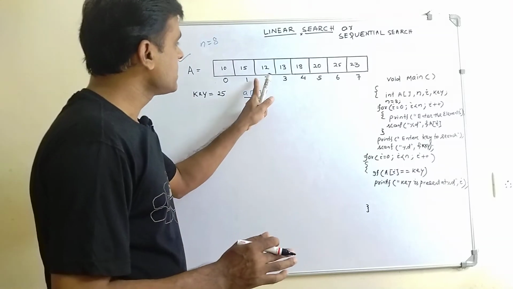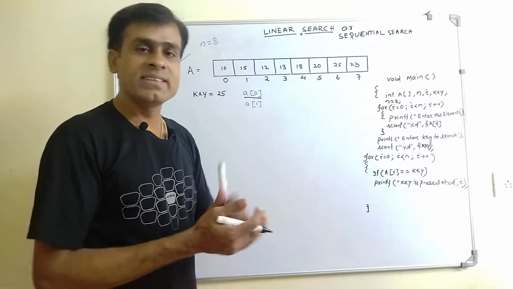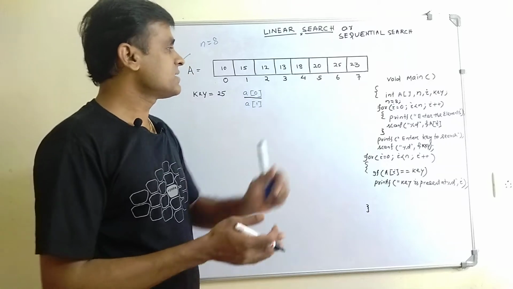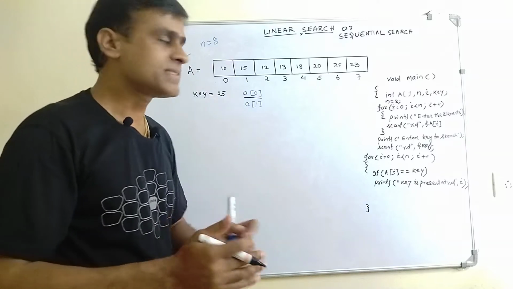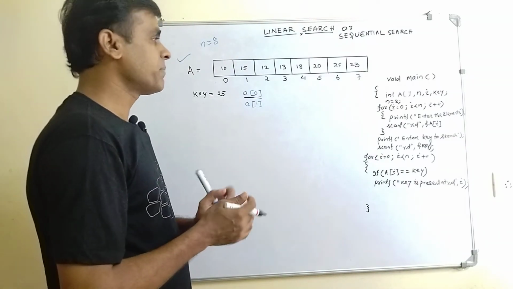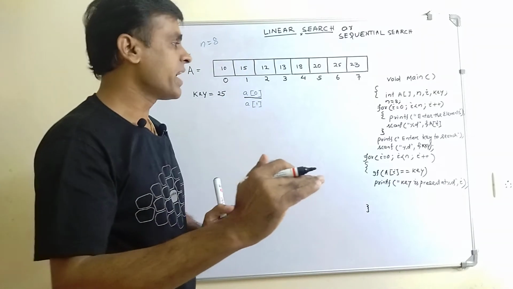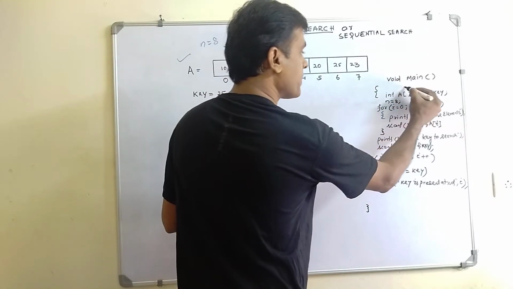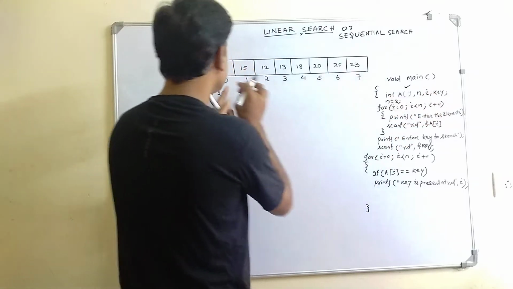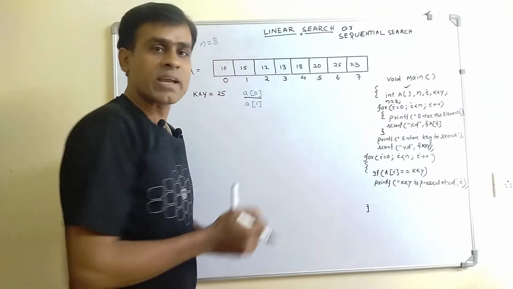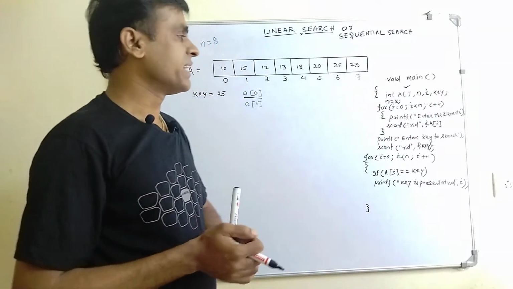Before going further, I have some code that I have written in C language. Let us check how we represent this array, how we search, and what the time complexity is. To search the element in a linear or sequential way, I have taken one array, and n is for the size of the array. i is the index from starting index to end index, and key is the element I want to search. These are the variables I have declared from the beginning.